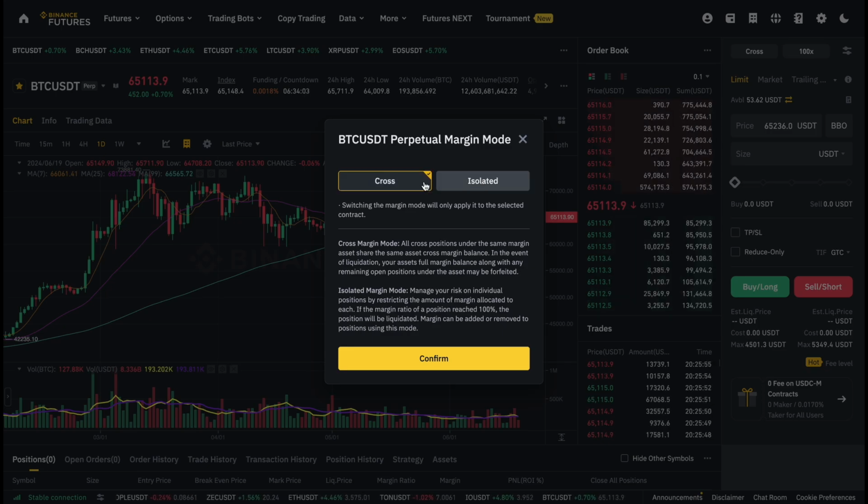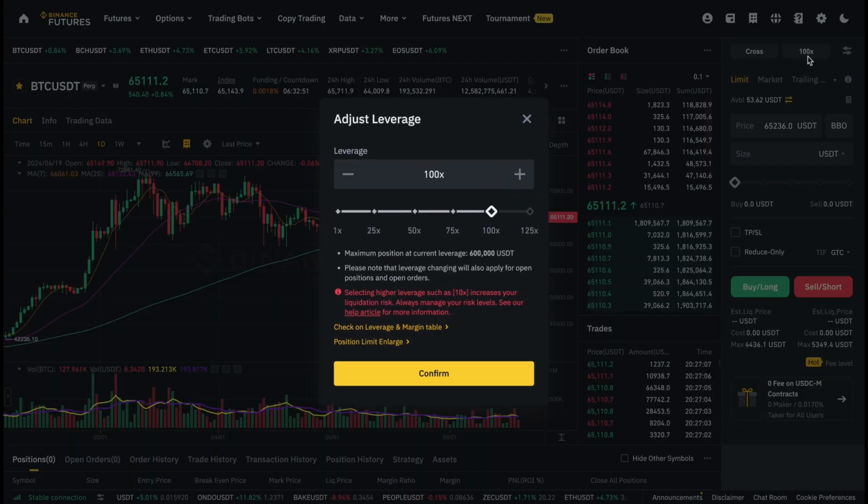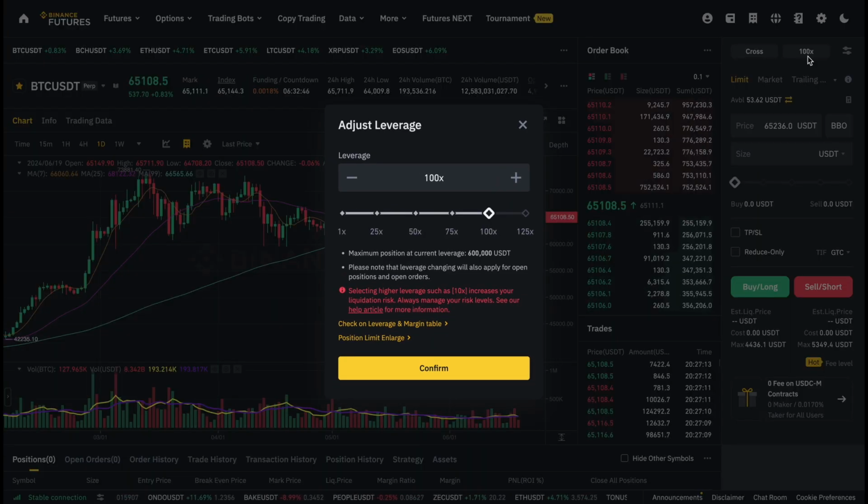Cross, however, is where you are using all of the assets in your account to fund all of your positions. So if one loses, you can take equity out of the other, and the other position gets drawn down. This is risky because you can potentially lose everything you have on one trade. Now here you have your leverage. Now first off, leverage is very risky, so if you're a beginner, I do not recommend you use leverage. Leverage is you trading with more money than you have, but with greater risk.